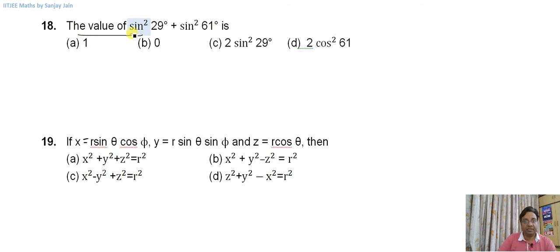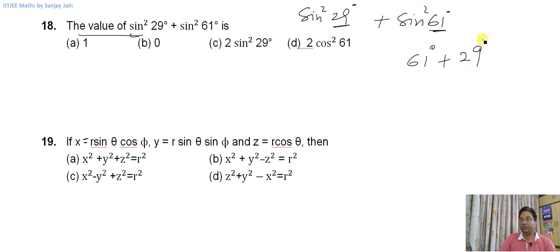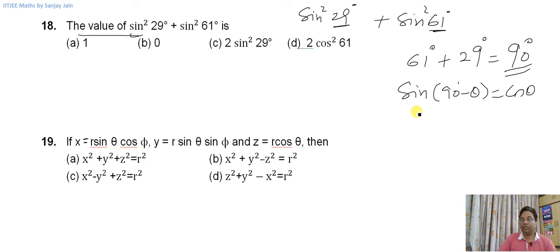This question is pretty simple. Sine square theta plus sine square of 29 degrees plus sine squared of 61 degrees. Now we know that 61 and 29 are complementary. What I mean is 61 degrees plus 29 degrees, the sum of these is equal to 90 degrees. And we know that sine of 90 minus theta is equal to cos theta. So sine 61 degrees can always be written as cos 29 degrees, right? This is what we know.